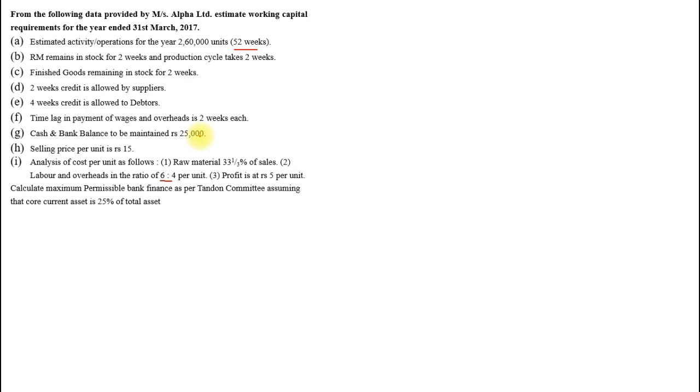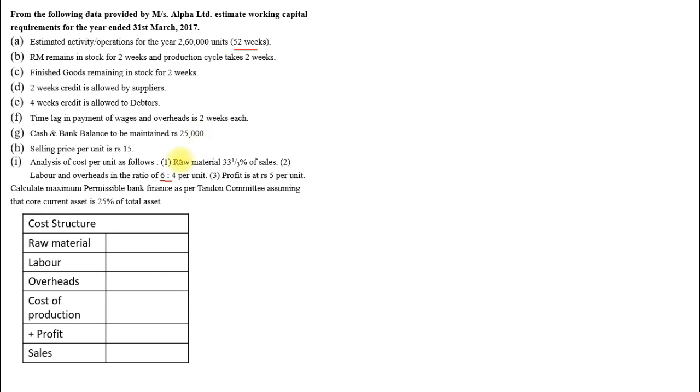are two working notes. Number one will be based on your cost structure. Now, in the question, they are giving you selling price is 15 rupees. Note it down. Profit is 5 rupees. Okay. And raw material is 33 1/3% of sales. So 15 into 33.33333, take it till the end of your calculator, and then when you press the equal to sign, you will get the 33 1/3% of 15 is 5. Okay. Profit is at 5 per unit.